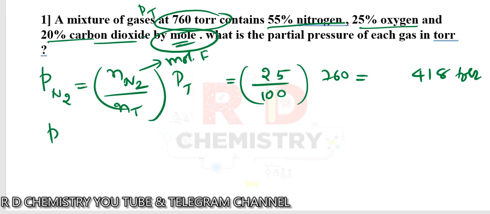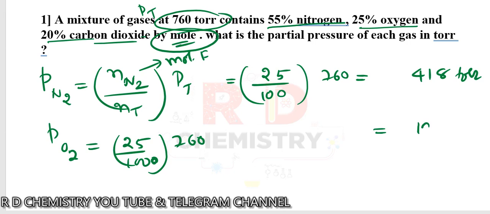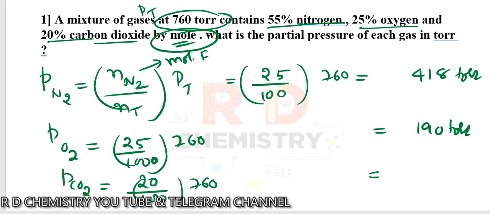Similarly, the partial pressure of the oxygen gas is equal to 25 divided by total 100 into the total pressure 760, and this will be equal to 190 torr. Similarly, the partial pressure of the carbon dioxide is equal to the remaining 20 divided by 100 into 760, and this comes to be equal to 152 torr. These are the partial pressures. When you add the partial pressures, I should get back the total pressure, 760 torr. Okay, fine.